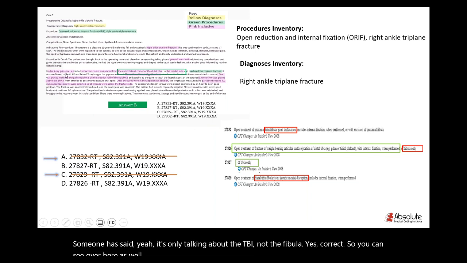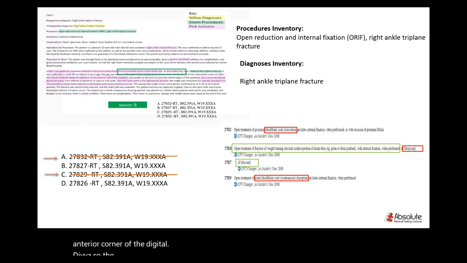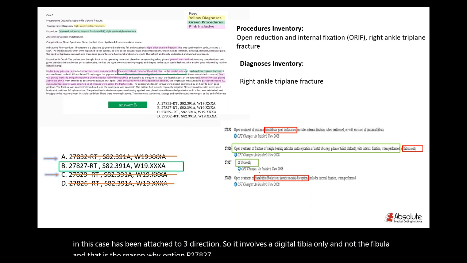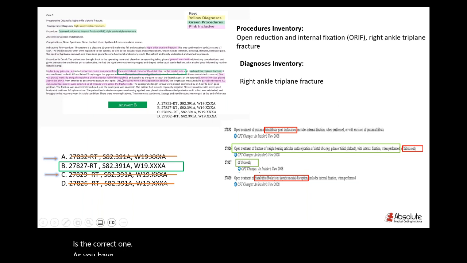Under the X-ray guidance, a pointed reduction clamp was placed from the anterior corner of the distal tibia. So as I previously said, it was the distal tibia to which the plates, screws, or clamps in this case have been attached to treat the fracture. So it involves the distal tibia only and not the fibula. And that is the reason why option B, 27827, is the correct one. As you have said, there is no fibula involvement here. Is that clear, coders?